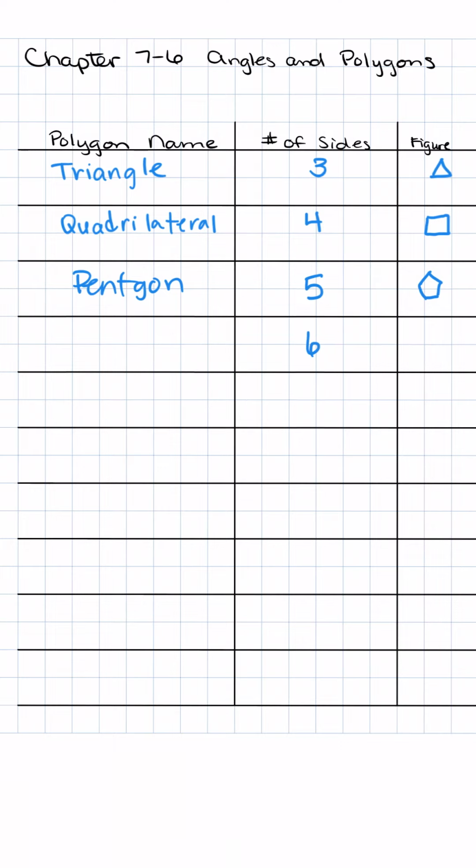Next one has 6 sides and is a hexagon. The word six has an X in it, and so does hexagon. Helps me to remember. 1, 2, 3. 1, 2, 3. 6 sides.